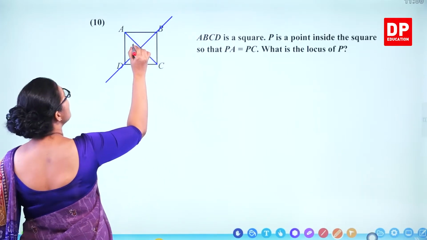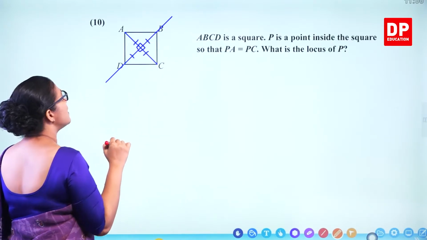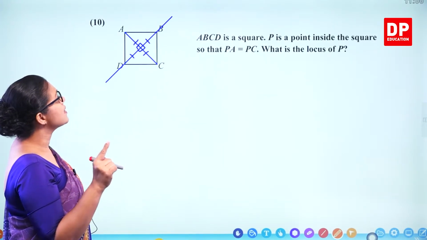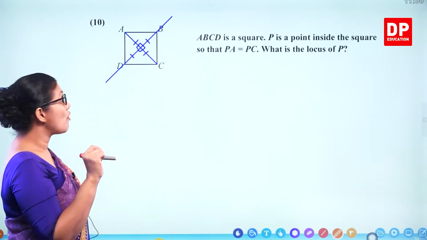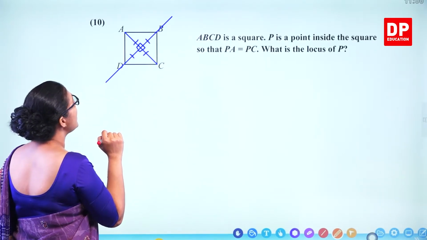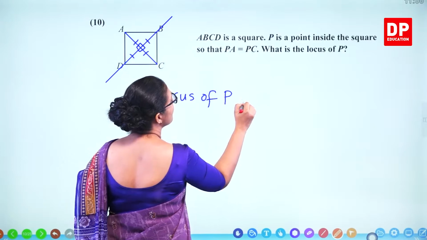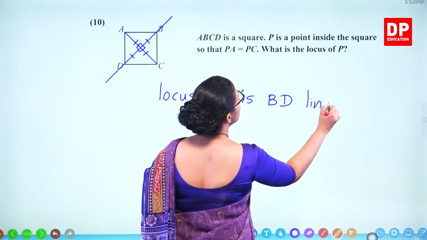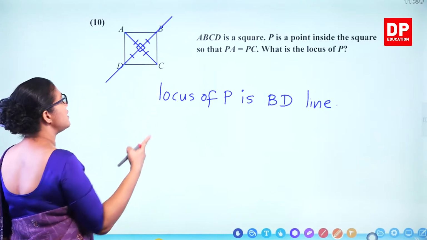Why? Because we know in a square, diagonals bisect each other as well as bisect at 90 degrees. So what's the locus of P? What's the locus of P? P is inside the square, so we can write locus of P is BD line. So it can be point B, point D, or in between.